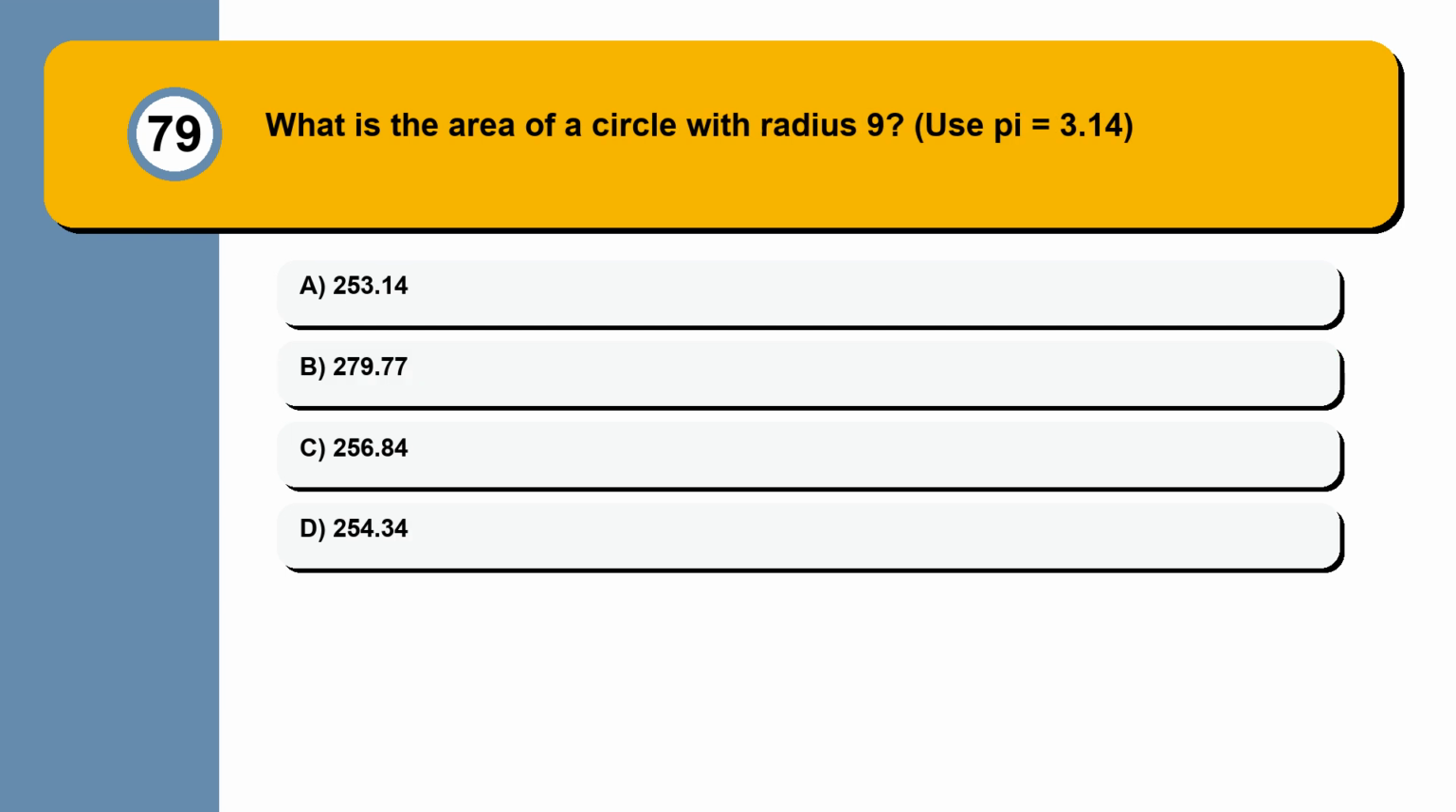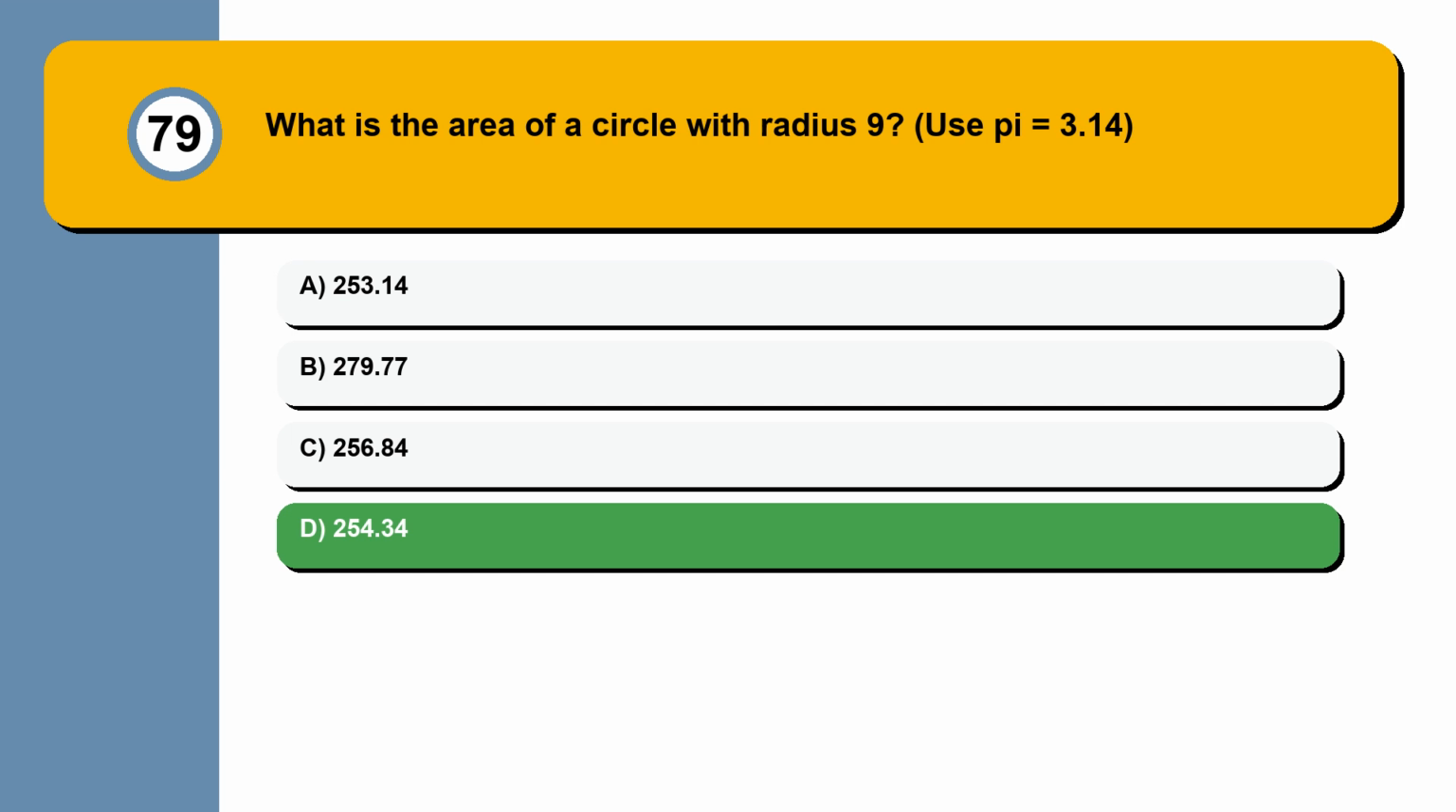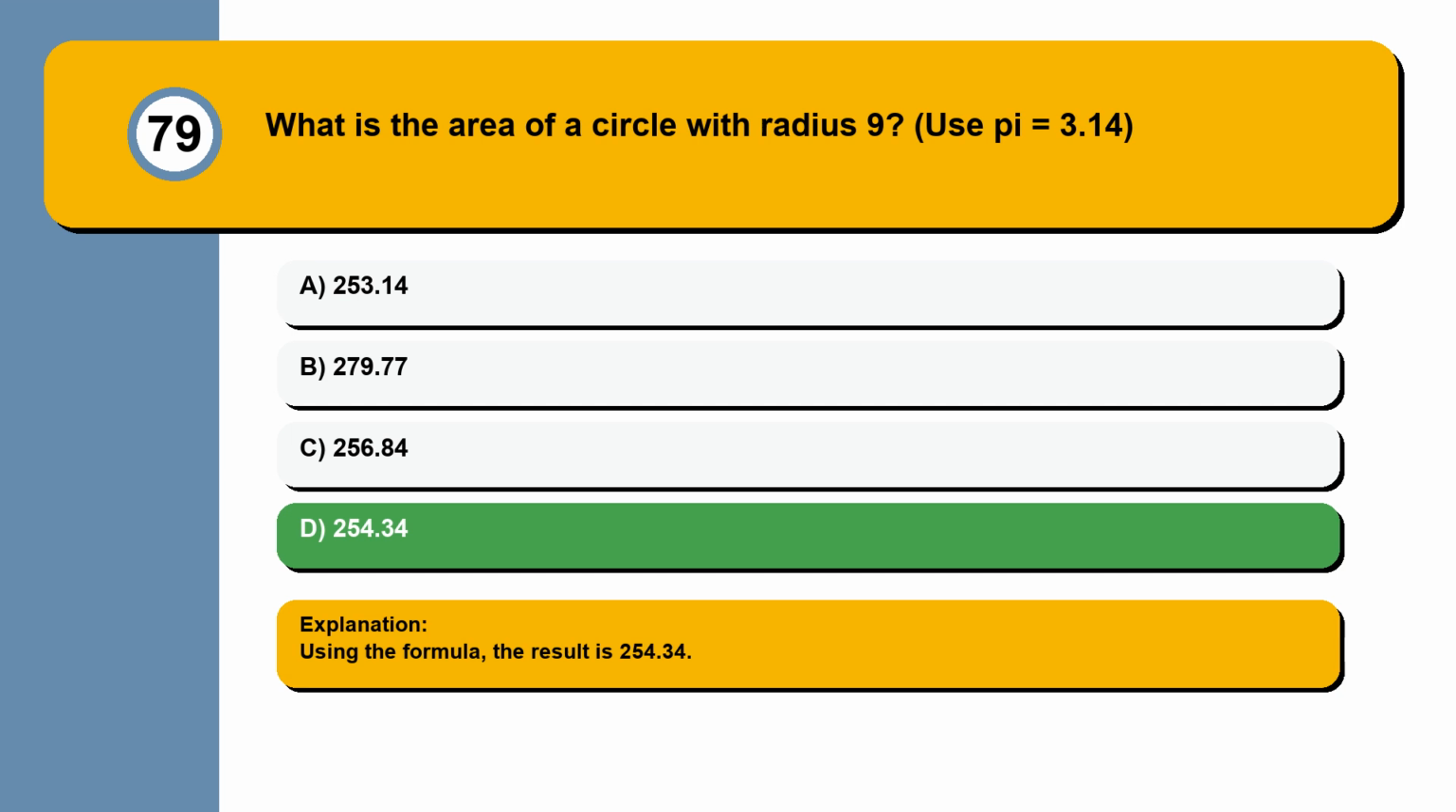Question 79. What is the area of a circle with radius 9? Use pi equals 3.14. 253.14, 279.77, 256.84, 254.34. Using the formula, the result is 254.34.